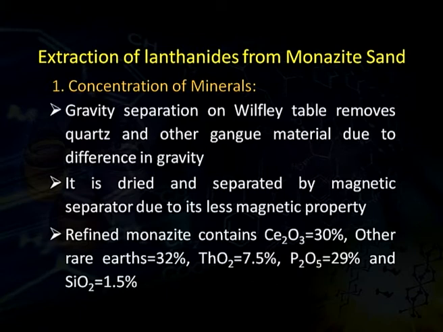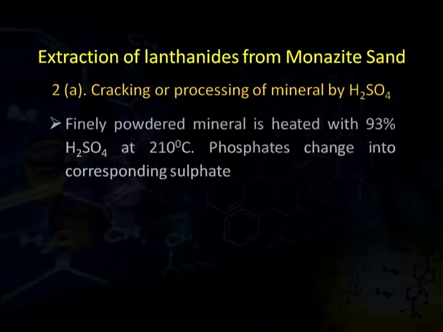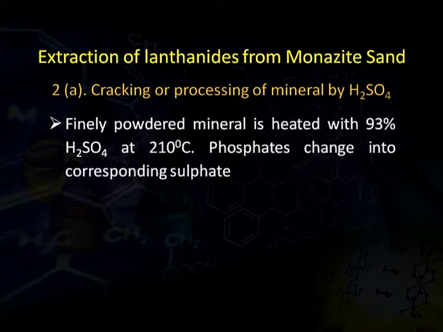Refined monazite contains the oxide of cerium 30% and other rare earths 32%, thorium oxide 7.5%, phosphorus pentoxide 29% and silica 1.5%. The cracking or processing of mineral by sulfuric acid: finely powdered mineral is heated with 93% sulfuric acid at 210 degree centigrade. The phosphates change into corresponding sulphates.